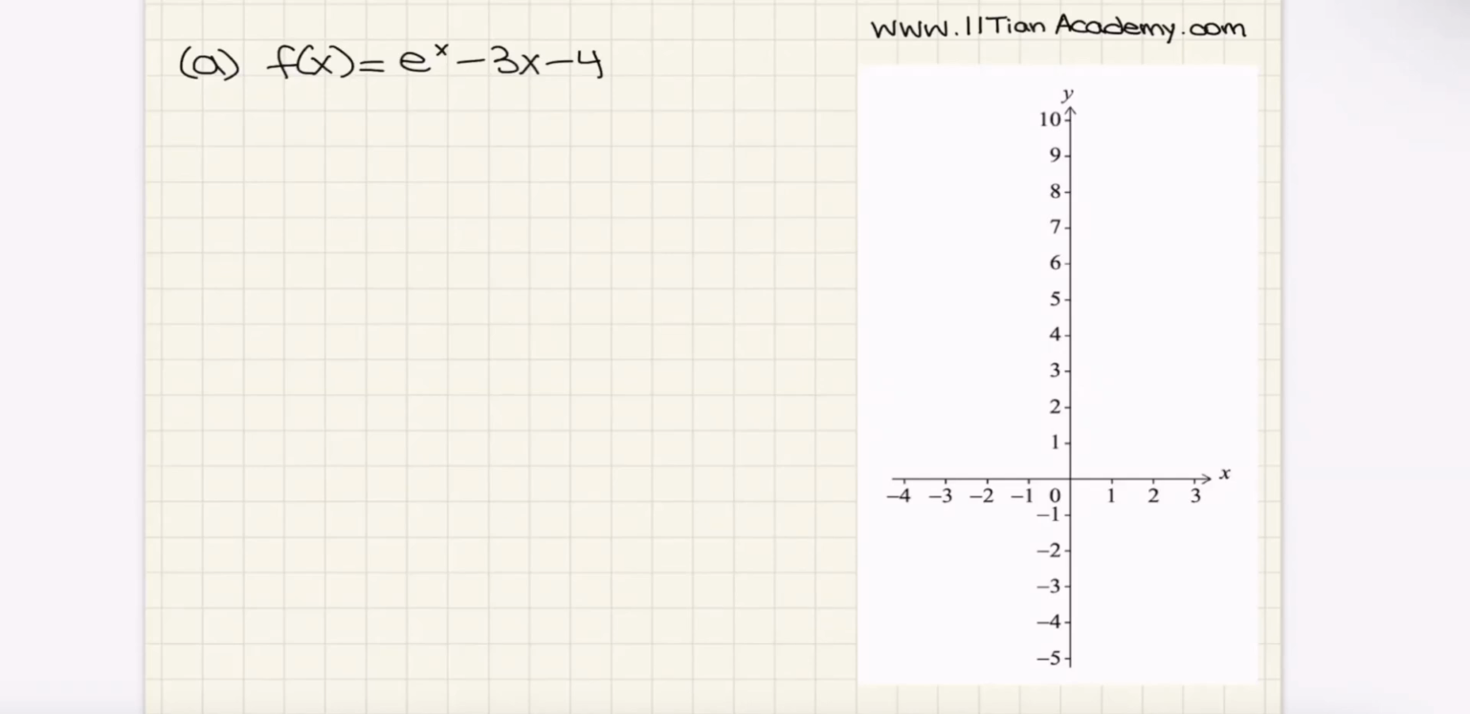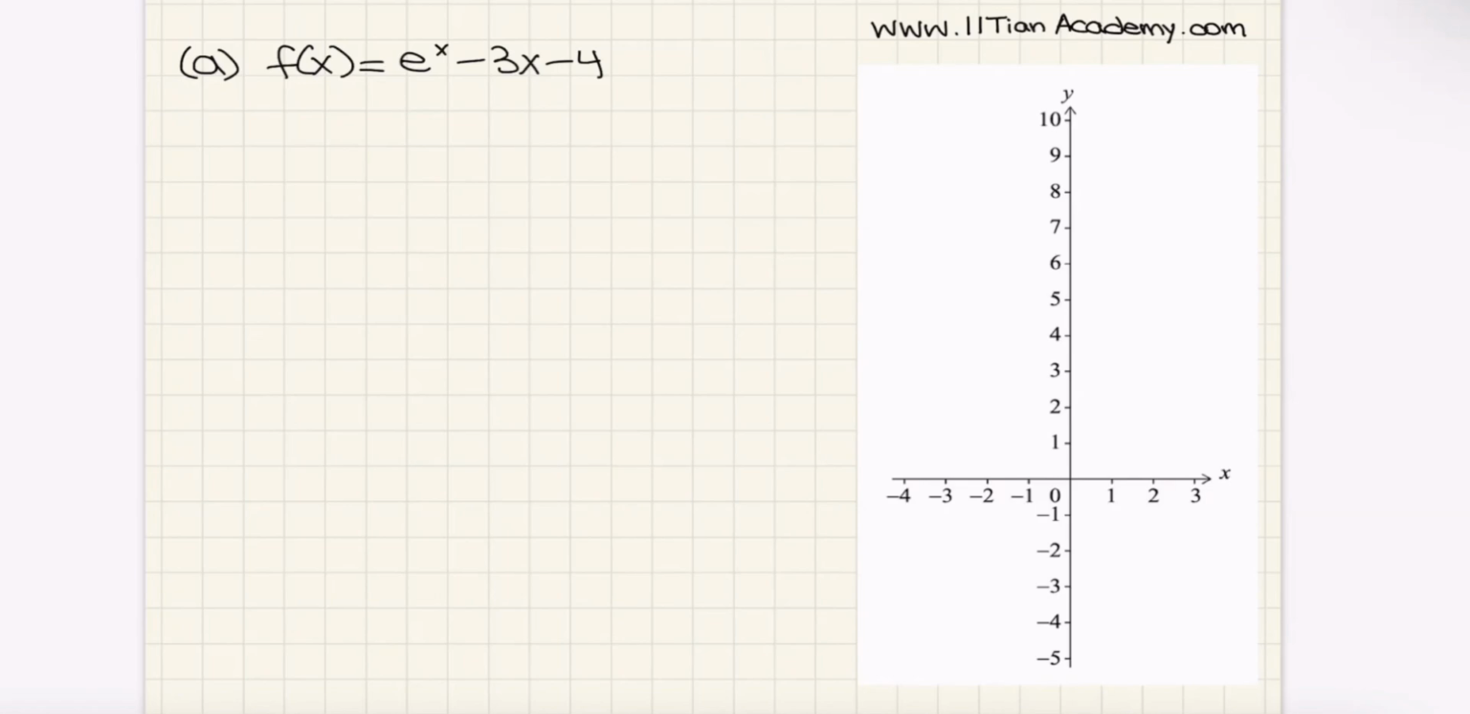Welcome back. Today we're going to be graphing this function here, which is e to the power x minus 3x minus 4. Now, the thing is, e represents an irrational number, and so we're not going to be able to get everything exactly to the very last decimal place, but we do need to make sure that the key components of a graph are in the correct places. So here's how we do that.